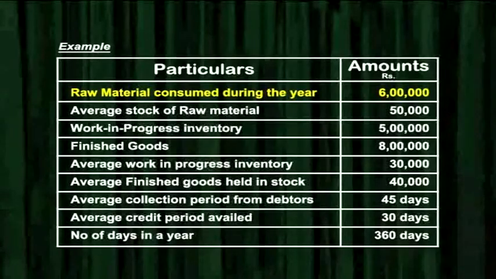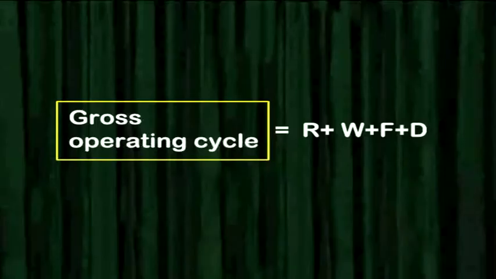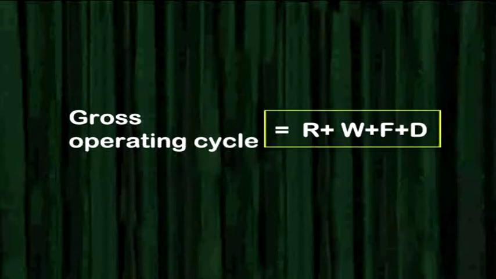First of all, the figure given is raw material consumed during the year 6 lakhs. Then the figure given is average stock of raw material 50,000. Third one is work in progress inventory 5 lakh. Then finished goods are given as 8 lakhs and average work in progress inventory is 30,000 and average finished goods held in stock is 40,000. So first of all, we know that gross operating cycle is equal to R plus W plus F plus D. Then we have to subtract C from it, so we get the net working capital.